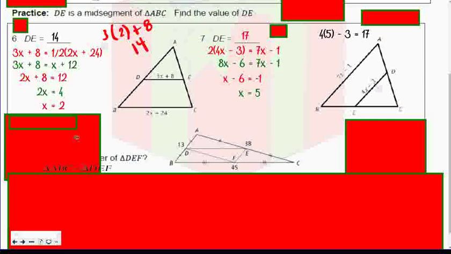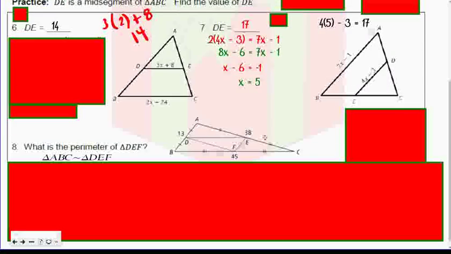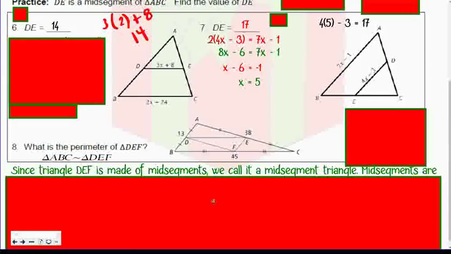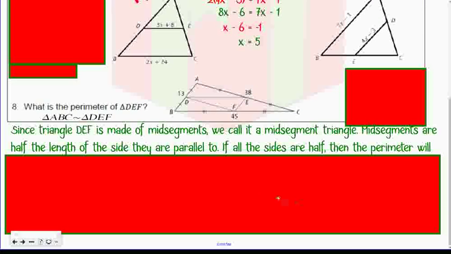All right, so I have a little paragraph down here. So they want me to find the perimeter of DEF. Okay, well, DEF is this tiny triangle that's in here, correct? So think about this. Since triangle DEF is made up of midsegments, we call it a midsegment triangle. Midsegments are half the length of the side they're parallel to. So if all of these sides are half, then wouldn't the perimeter be half also?